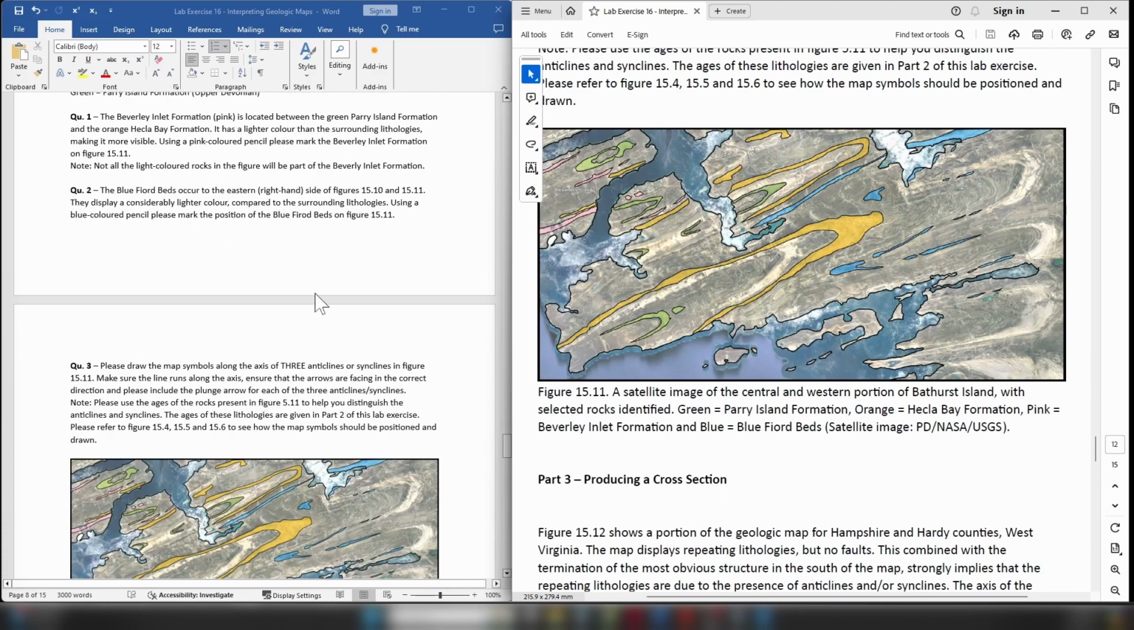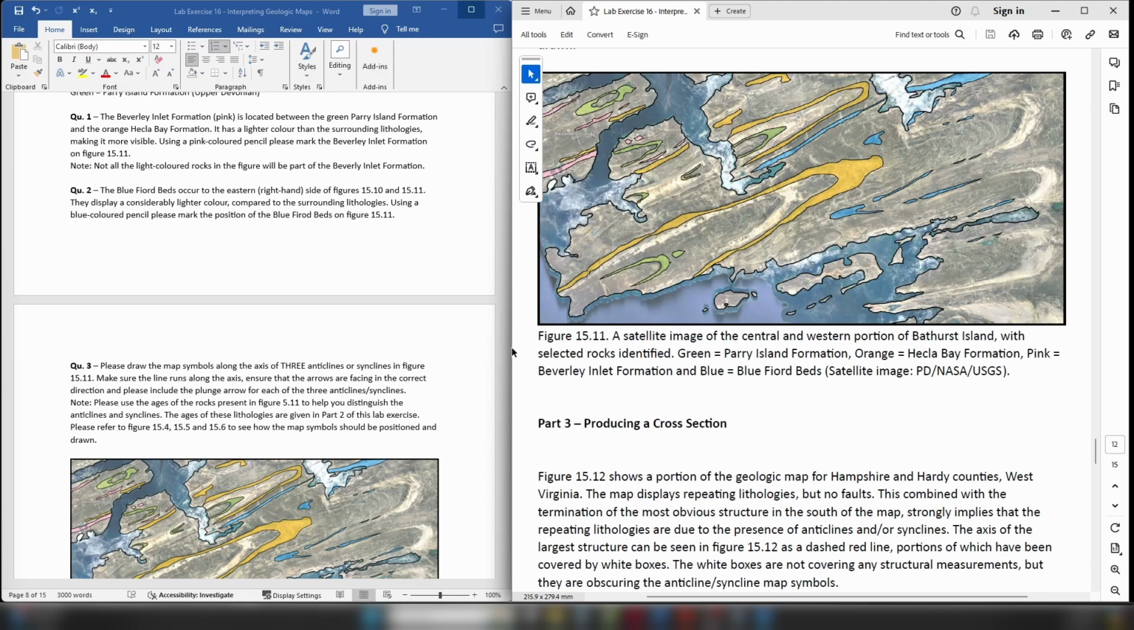So for question 2, you are going to be doing exactly what you did in question 1, but you're going to be doing it for the blue fjord formation. And so you are going to be picking out the blue fjord beds with a blue colored pencil or a blue highlighter. And so you know the area of interest is over here on the eastern side of our diagram. Okay, so any of these lighter beds over here in the central and western portion, those are not part of the blue fjord beds. So ignore those. Okay, so for question 2, you're going to pick out where the blue fjord beds are going.